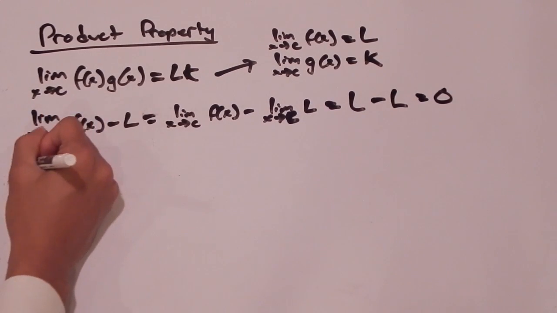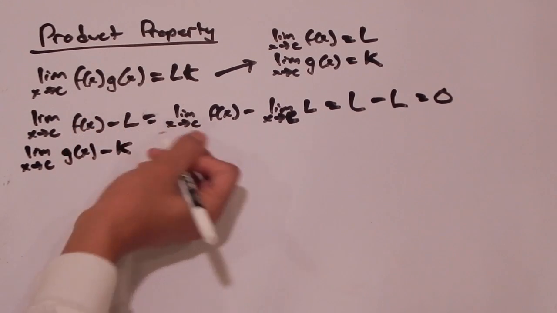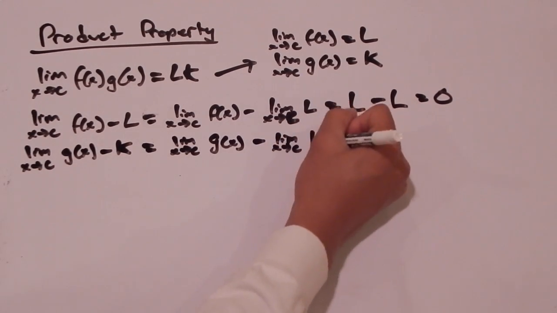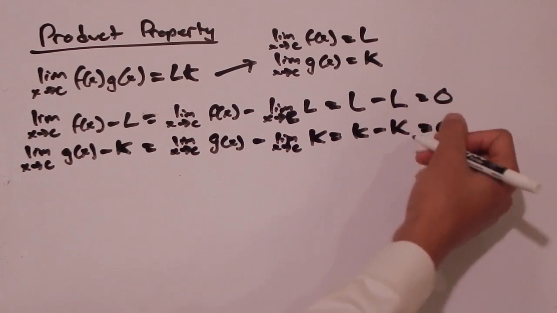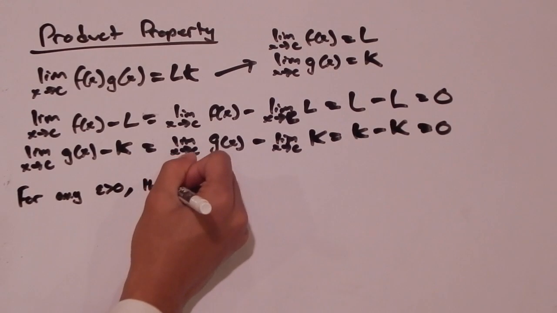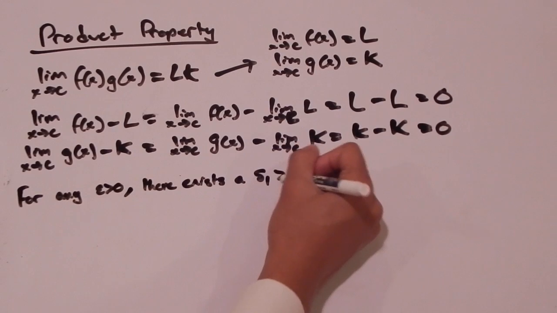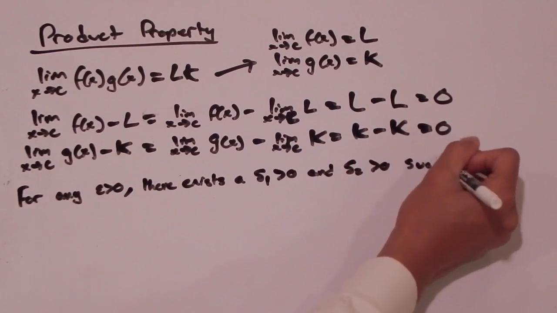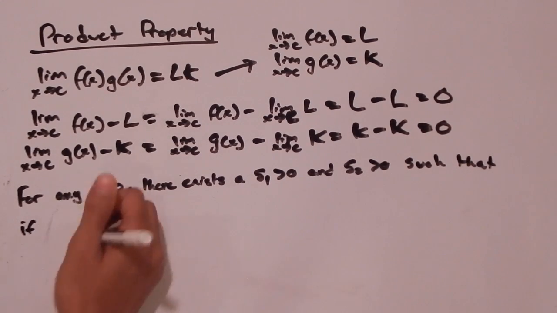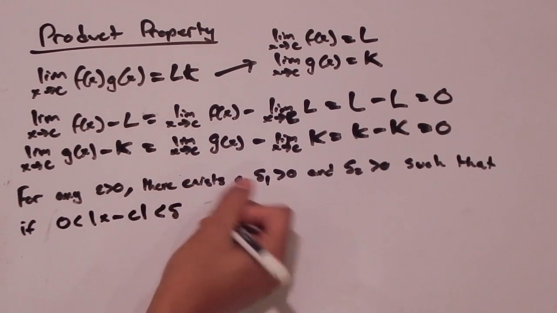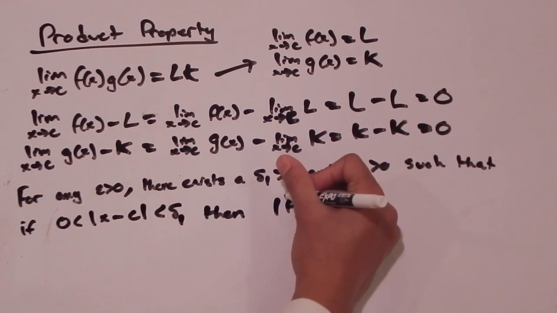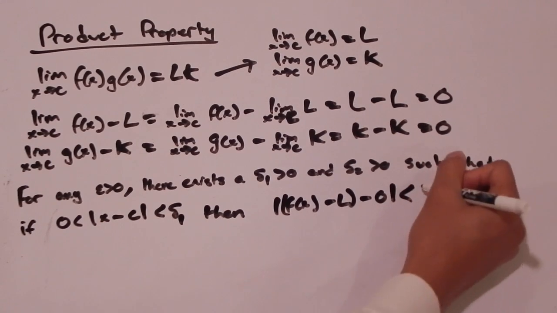And with a similar method, we can show that the limit as x approaches c of g of x minus k is equal to the limit as x approaches c of g of x minus the limit as x approaches c of k, which is k minus k, and that's also going to be equal to 0. So that lets us know that for any epsilon greater than 0, there exists a delta 1 and a delta 2 greater than 0, such that if 0 is less than the absolute value of x minus c is less than delta 1, then the absolute value of f of x minus L minus 0 is going to be less than the square root of epsilon.